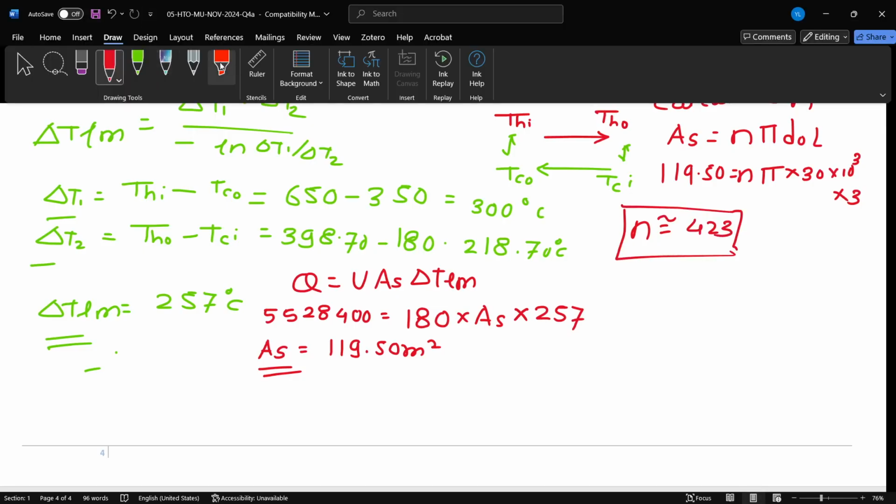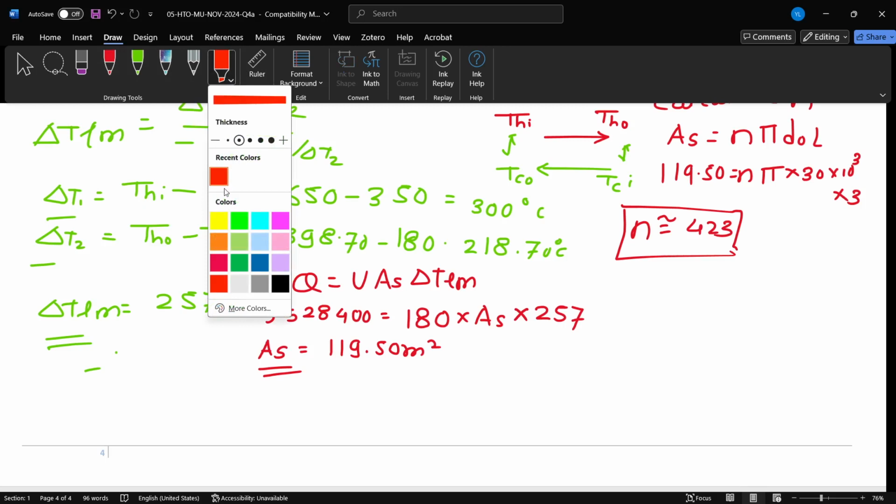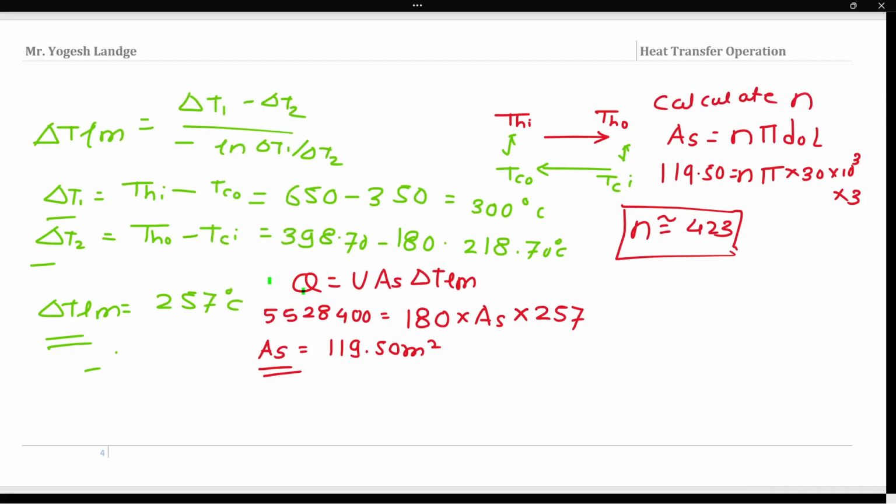So we can say that for this heat duty, with U of 180 and delta TLM of 257, we require an area of 119, and in this case, if the diameter of the tube is 30 millimeter and the length is 3 meter, we require 423 tubes in the exchanger.